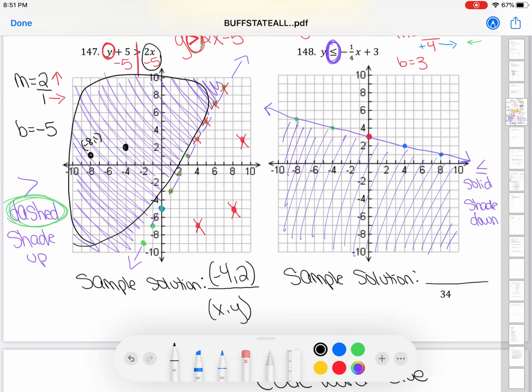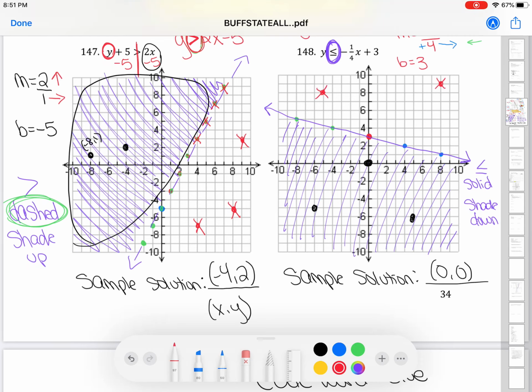Okay, sample solution for this graph. Again, it can be any points. There's infinitely many answers, so you have a really good chance of picking one that's right, but your goal is to pick one from inside of the shading. I'm actually going to pick the origin, which is the point 0, 0, because it's inside of the shading. It's a nice point to use. But you could also pick this point over here. You can pick this point here, anything in the shading.